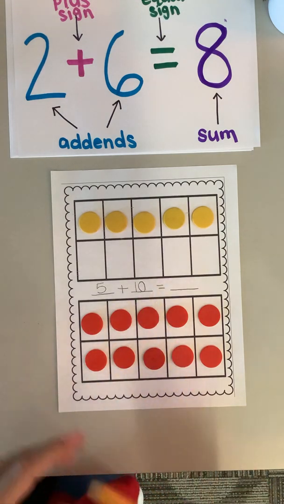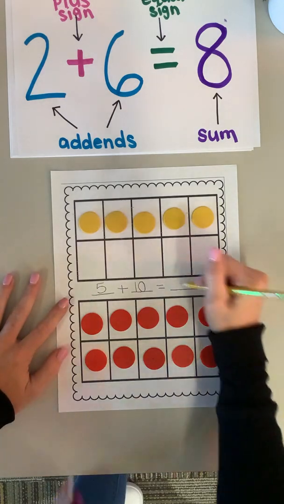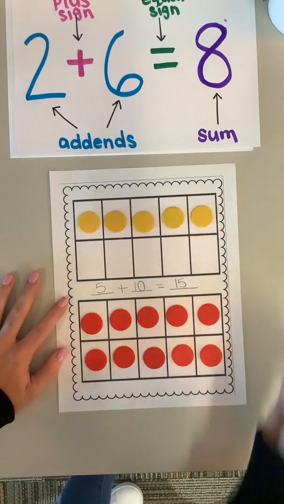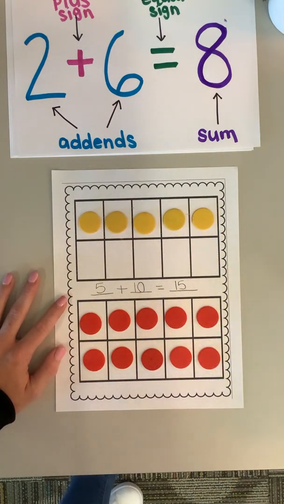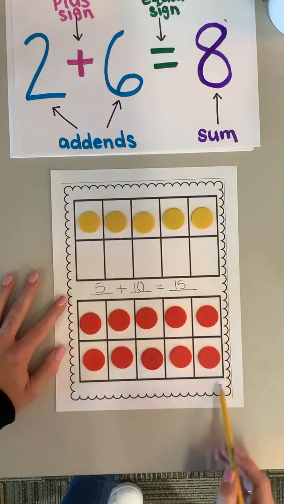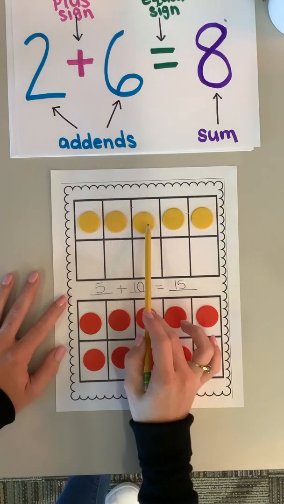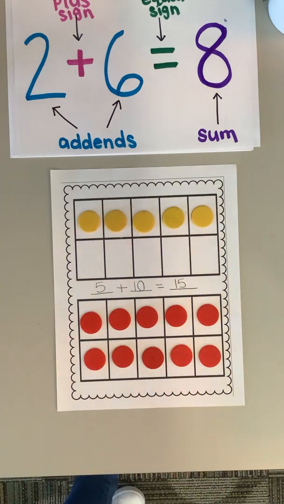What's 5 plus 10? 15. 5 plus 10 is 15. I know that this equals 10 because I have a full tens frame. And adding on to that, 11, 12, 13, 14, 15.